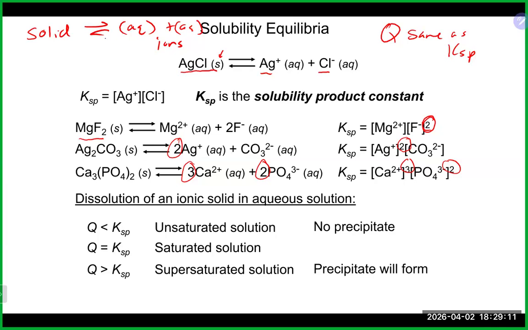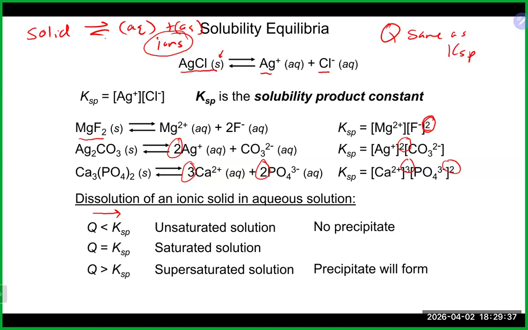If Q is less than Ksp, you have an unsaturated solution. And just like when we did it earlier, you go in the opposite way that it is pointing, that is to this side of the equation, which is aqueous ions, and you would not expect a precipitate to form. You will have an unsaturated solution. An unsaturated solution is a solution that will continue to dissolve solute.